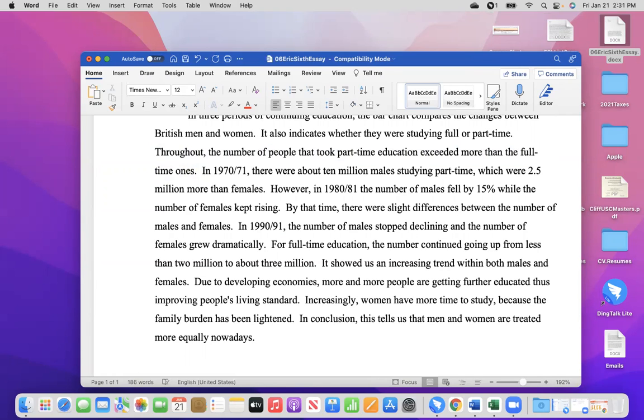For full-time education, the number continued going up, or you could say growing, from less than 2 million to about 3 million. It showed us an increasing trend within both males and females. Excellent, that's a very good sentence.